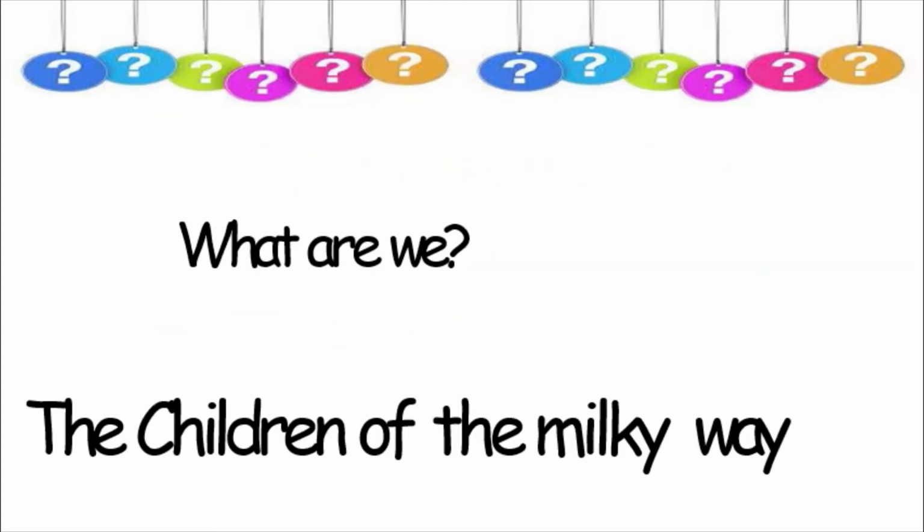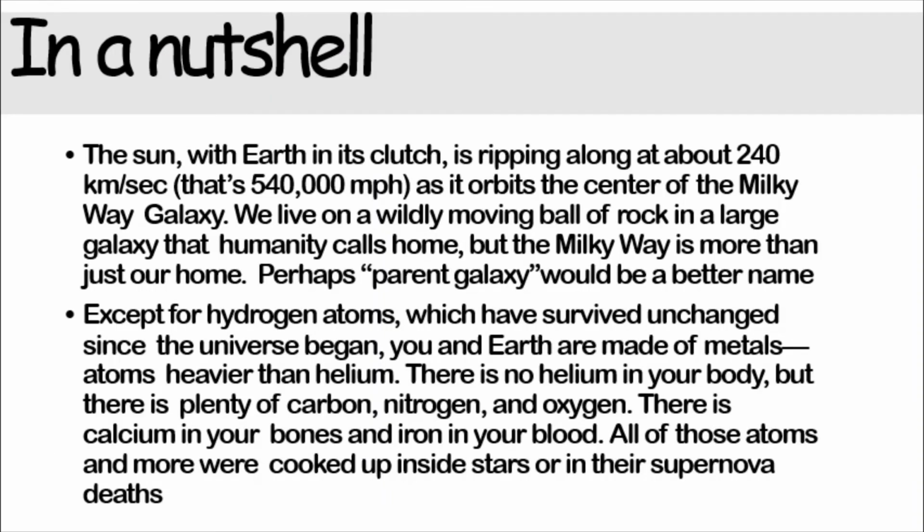The children of the Milky Way. In a nutshell, the sun with the earth in its clutch is ripping along at about 240 kilometers per second. That's 540,000 miles per hour, as it orbits the center of the Milky Way galaxy.